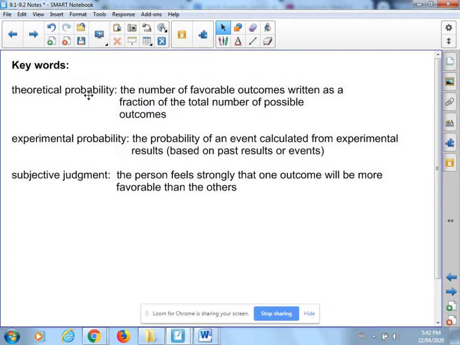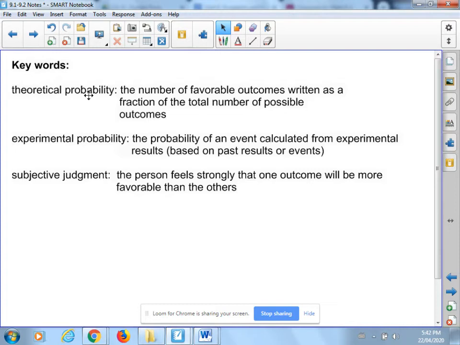Experimental probability is the probability of an event calculated from experimental results. So I would have actually had to take out a dice and I would have had to roll it numerous times, mark down the responses that I got, and then try and make a comparison if it was close to theoretical probability. Now, if my experiment was a good experiment, then it should be similar the more tries of the experiment I do to being the same as the theoretical probability.